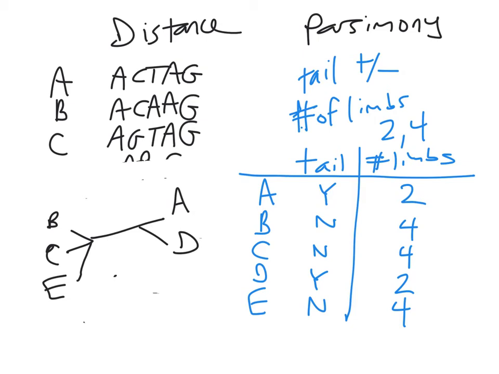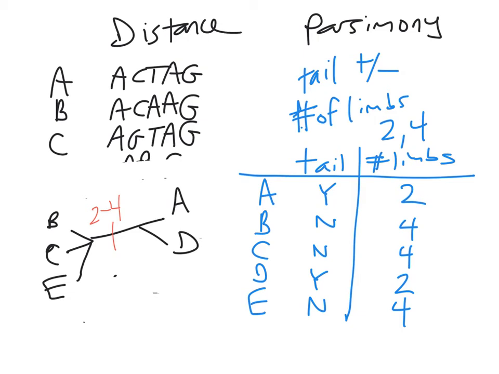Where on this tree did a transition from 2 limbs to 4 limbs happen? Going towards B, C, and E, they got 4 limbs. So somewhere here in the middle there was a transition. We don't know which direction, if it was from 4 limbs to 2 limbs or 2 limbs to 4 limbs. We would have to have what on this tree to know the direction of evolution? We'd have to have some representation of the ancestor. We'd have to have a rooted tree.